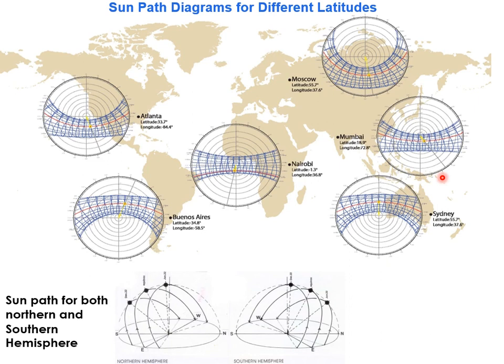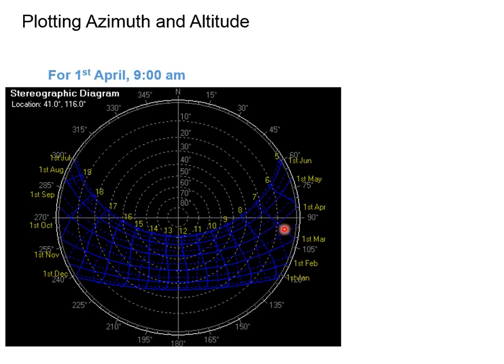Again you get a clear picture of the sun path drawings for different latitudes. Moscow is very inclined here. Mumbai has a little bit of inclination. Sydney is inclined here. Nairobi is almost 1.3 degrees, which is touching the equator. Atlanta is inclined towards the south. Buenos Aires is inclined towards the north. So this gives you a clear picture of how the sun path varies according to the latitude.